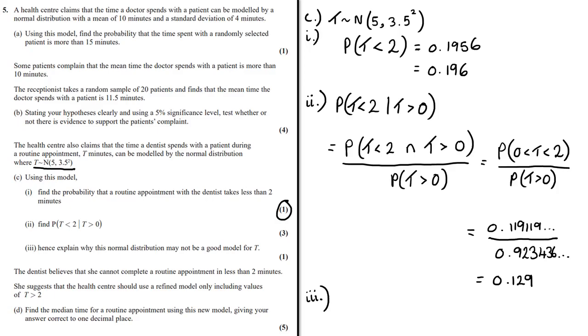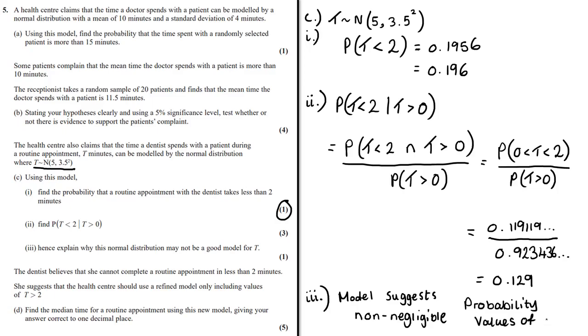So in that case, what we'd say, this model suggests, so the model suggests non-negligible. I think that's how you spell it. I'm shocking at spelling. Non-negligible probability values of t. And I've run out of room, but that's the idea. So it suggests non-negligible probability values of t being less than 0, which is impossible. Okay.